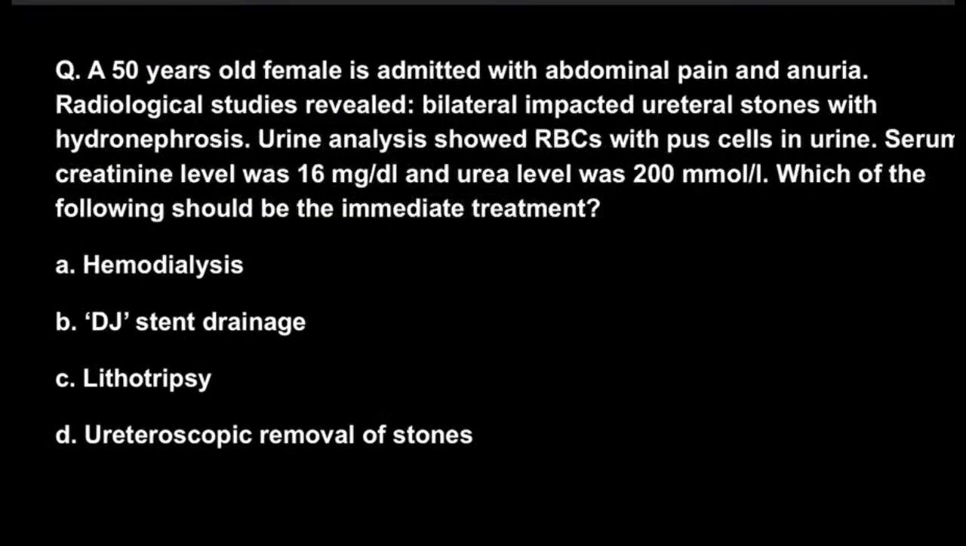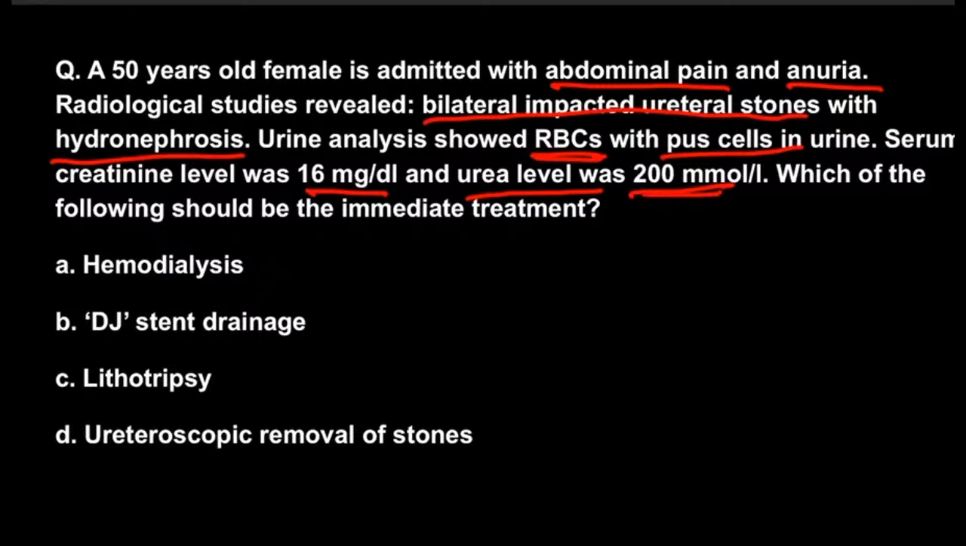Now moving on, there is, let's say, a 50-year-old female who is admitted with abdominal pain and anuria. The radiological studies revealed a bilateral impacted ureteric stone with hydronephrosis. Urine analysis showed RBCs with pus cells in the urine. Serum creatinine level was 16 mg per deciliter, and the urea level was 200 millimoles per liter.